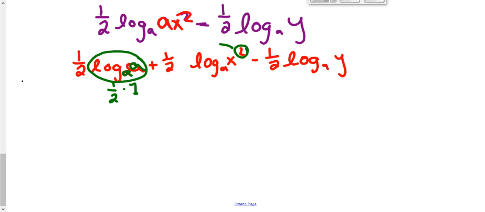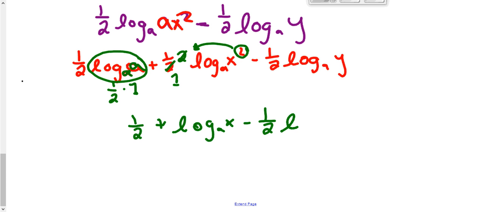Here, we can bring the 2 down. We have 1/2 times 2, which is also just 1. So 1/2 times 1 is 1/2. Plus, this will just be the log base A of x minus 1/2 log base A of y.